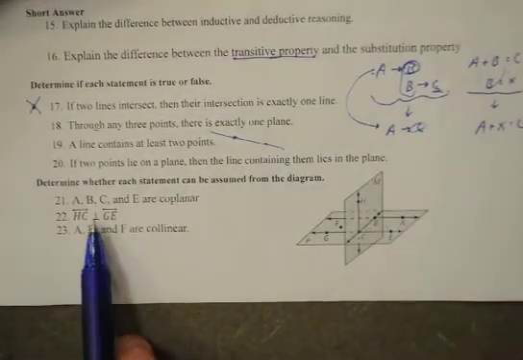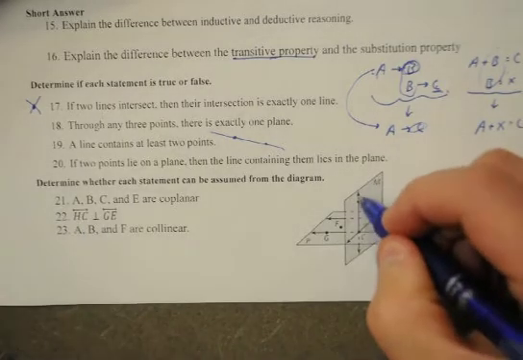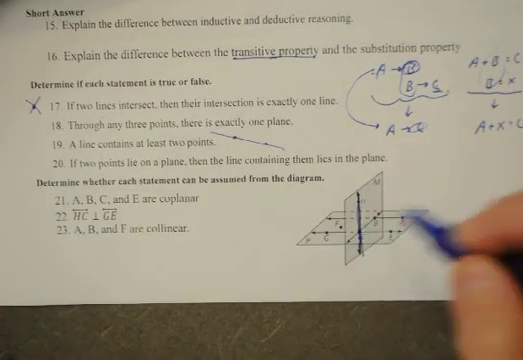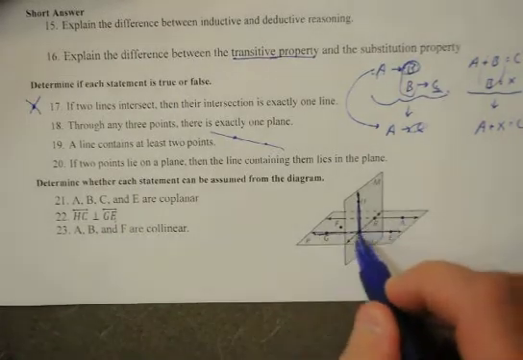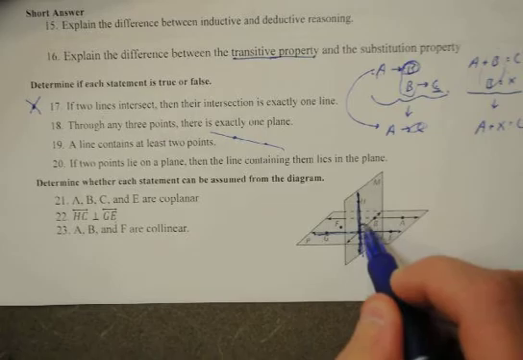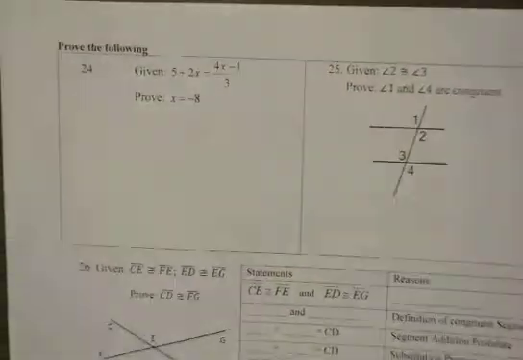Can you assume? Let's see. Can we assume that HC is perpendicular to GE? Well, look at this. We have a right angle symbol. It's hard to see, but it is there. So yeah, go ahead and assume that. Make that conclusion. Next.